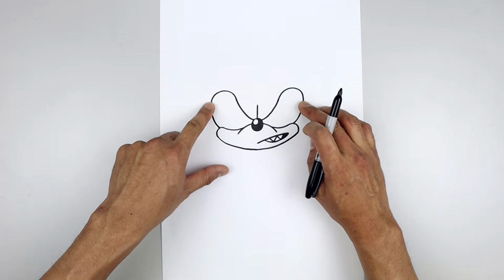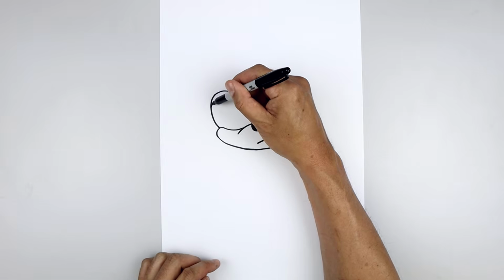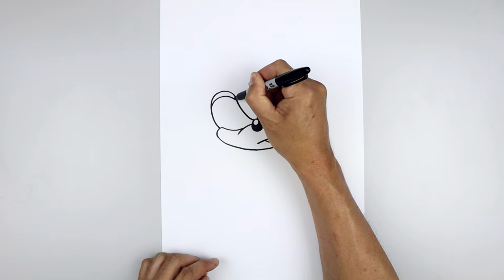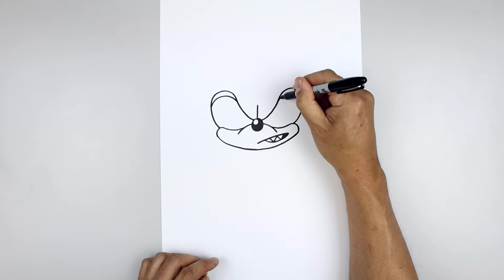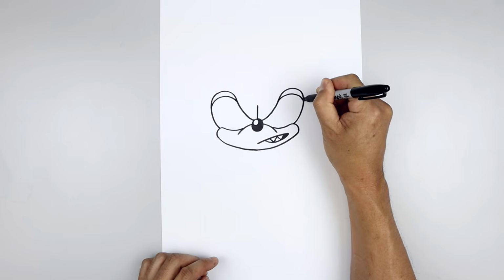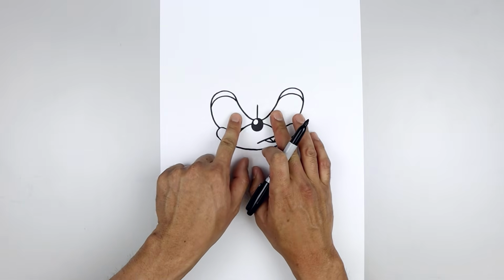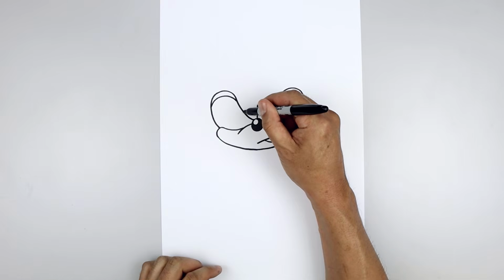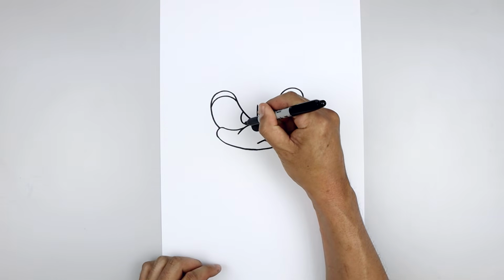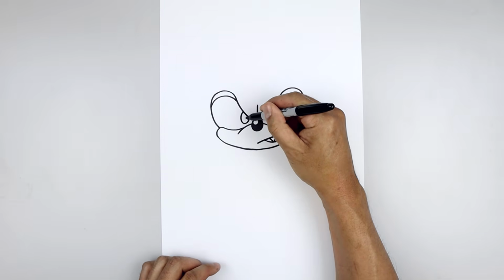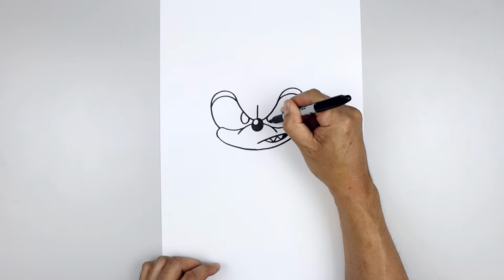Let's add a trim across the top of the eye. Starting on the left, curve up, and then back down. Now I'm going to pull the pupils towards the inside of the eyes. Starting on the top left, draw an oval, coming down, and then back up. And then we'll do the same thing on the right.